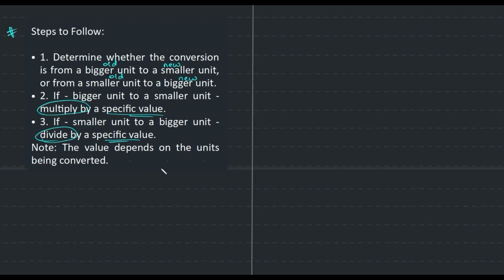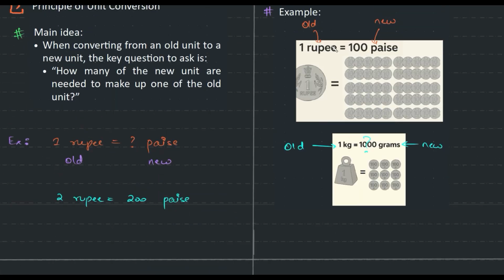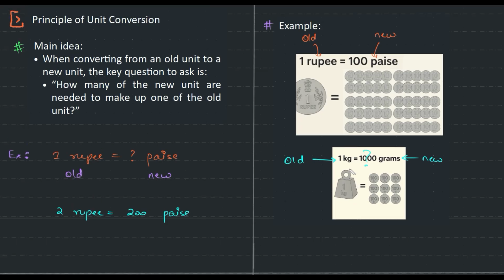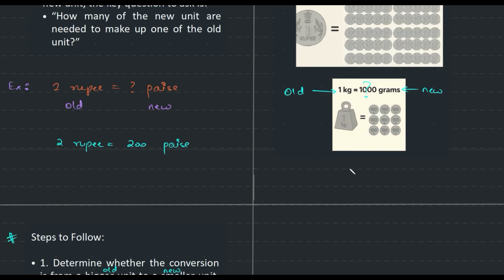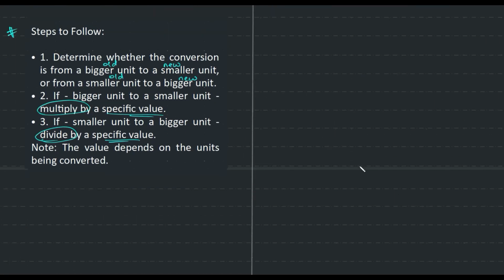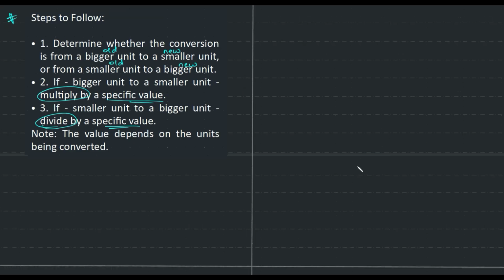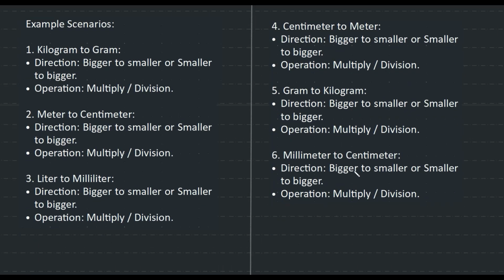What kind of conversion are we looking at? Here you can see that 1 rupee is 100 paise. Here we can see that 1 kg is 1000 grams. So this is 100, this is 1000. There's no definite value for all the cases. So we have to go case by case, and once you get a hang of a few patterns, that's it. It's not that difficult. Some kind of practice is needed.